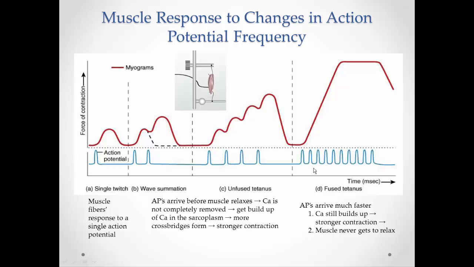Now, if I make these action potentials come in really, really close together, so close that the muscle never has a chance to relax, I'm just going to build up calcium and I'm going to hit a maximum force of contraction. That is, I've got so much calcium in there, I've formed every possible cross bridge I can make. Every cross bridge is formed, I get the maximum amount of contraction, and I maintain that contraction. Notice there's no relaxation at all. I'm going to maintain that contraction as long as I keep having stimuli hitting it.